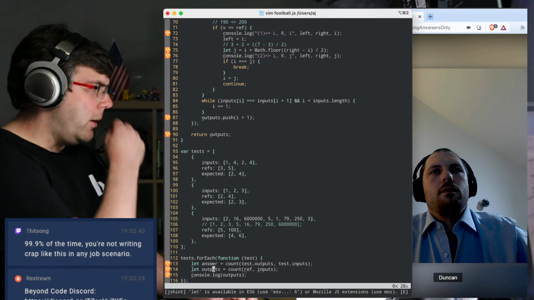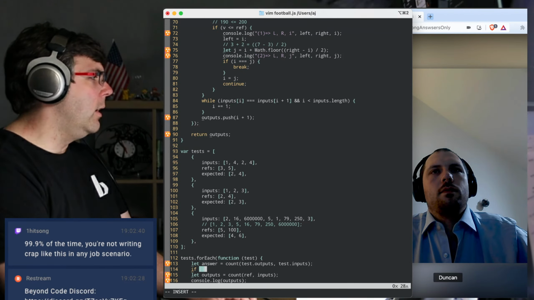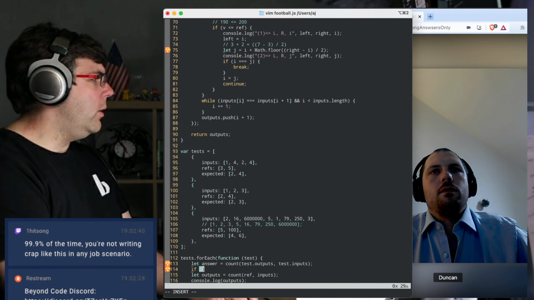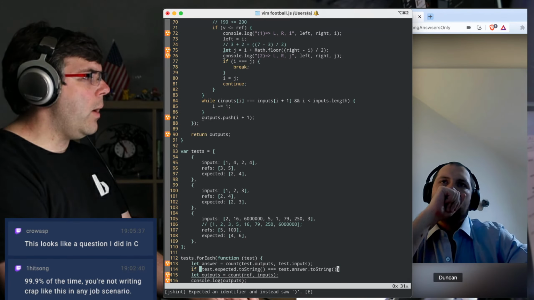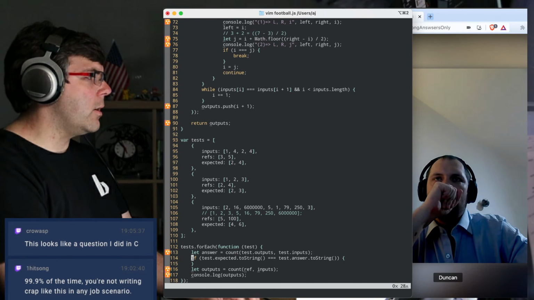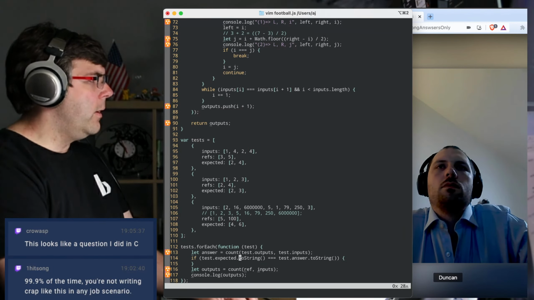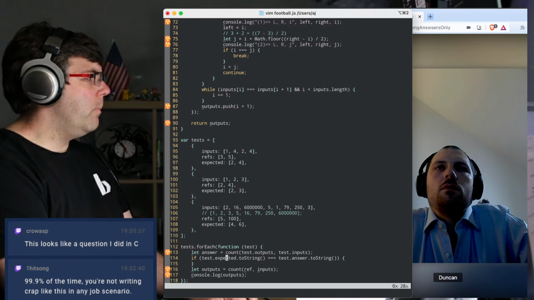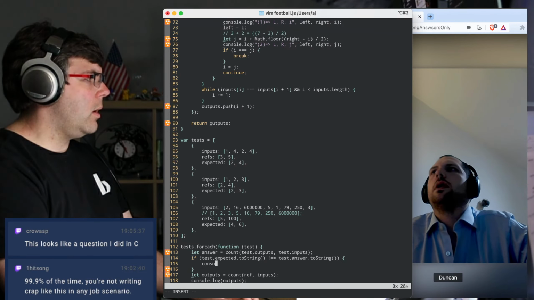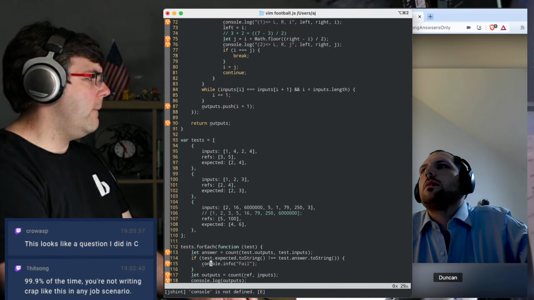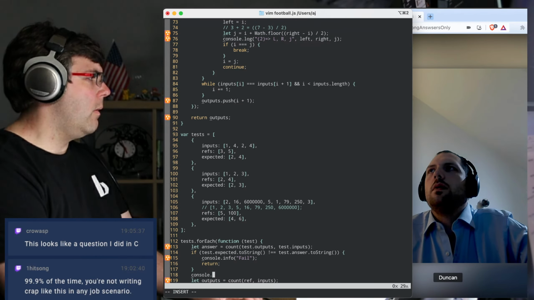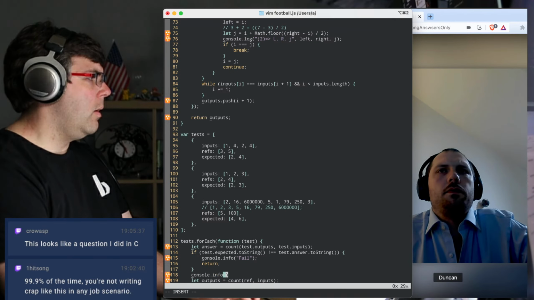Now here's a neat little trick that works in JavaScript: we can actually compare arrays. We can do test.expected.toString equals test.answer.toString. And as long as your arrays don't have commas in them, then this is correct. So if you're dealing with numbers, you can do this. Node also has the assert module, and then where's it gone? Deep equal. It seems quite nice too.